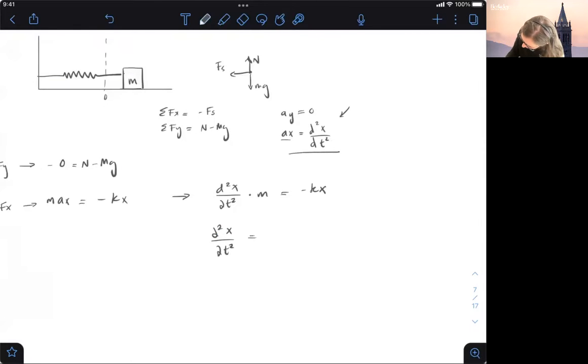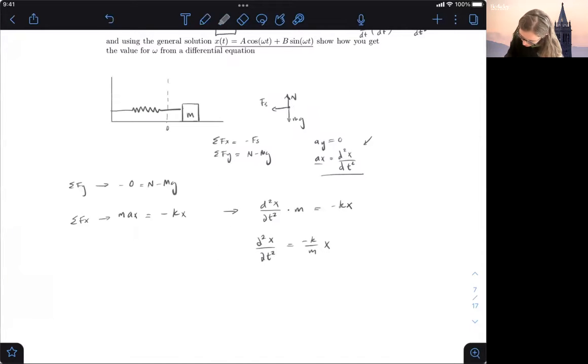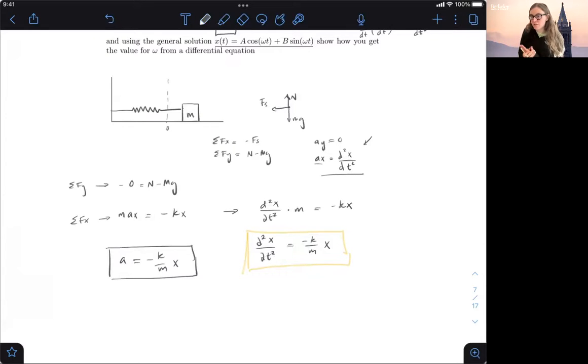Okay. So it's negative k over m times x. I just moved stuff over. Okay, so now, wow, look, we have that equation that we started with at the beginning of our problem. So that's where that came from, really. This is really just saying acceleration is equal to negative k over m times x, right? So this acceleration is a function of position.